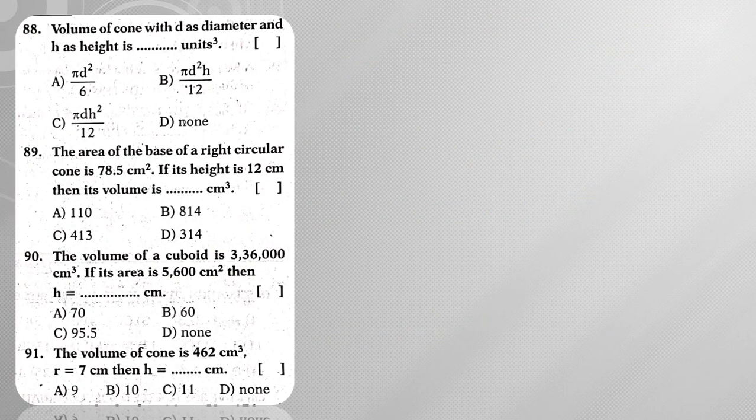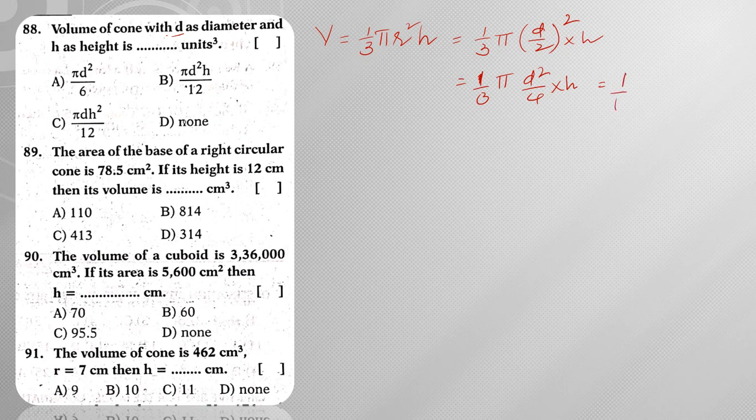Next, question number 88. Volume of a cone with d as diameter and h as height is? So volume of a cone is given by 1/3 pi r square h. Right? So this I can write as 1/3 pi, radius is diameter by 2, so d by 2 whole square into h. So on simplification, 1 by 3 pi into d square by 4 into h. So this gives me 1 by 12 into pi d square h. So pi d square h by 12 is my answer. Right.